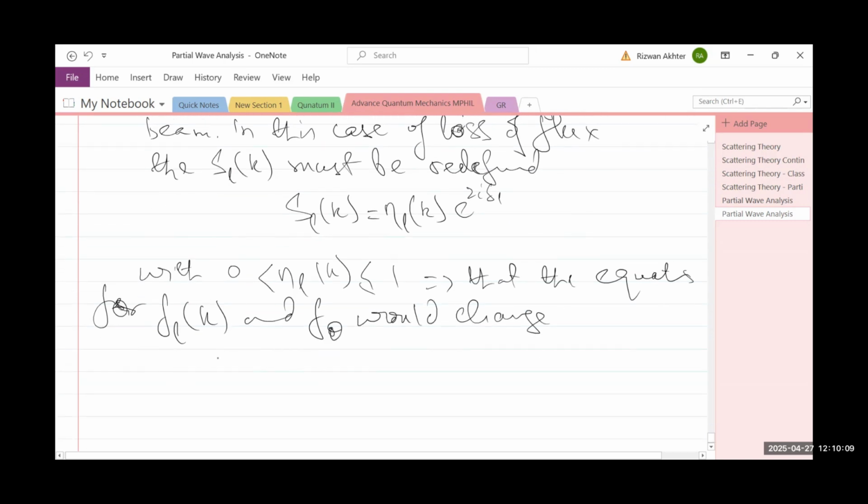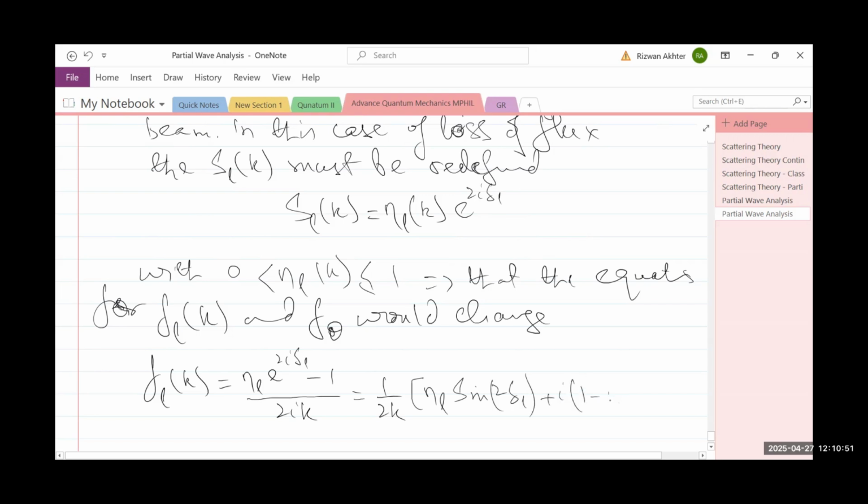And what would they become? So f_L of k would become (n_L e to the power iota delta L minus 1) whole upon 2 iota k. So in both f_L of k and f of theta, the factor n has been added, where we have n_L of sine 2 delta L plus iota, 1 minus n_L of cos 2 delta L, and the bracket closes.